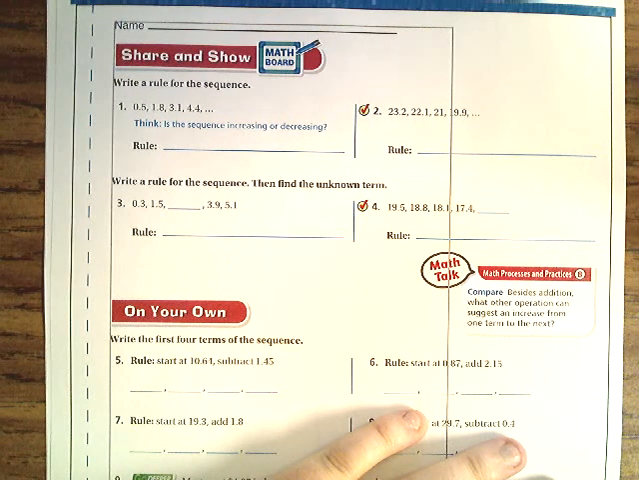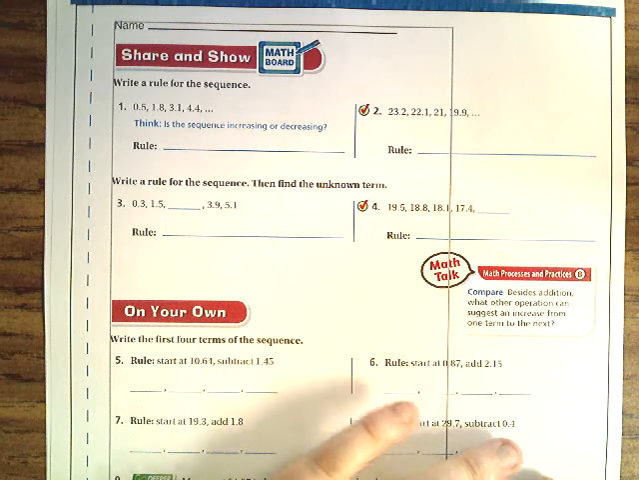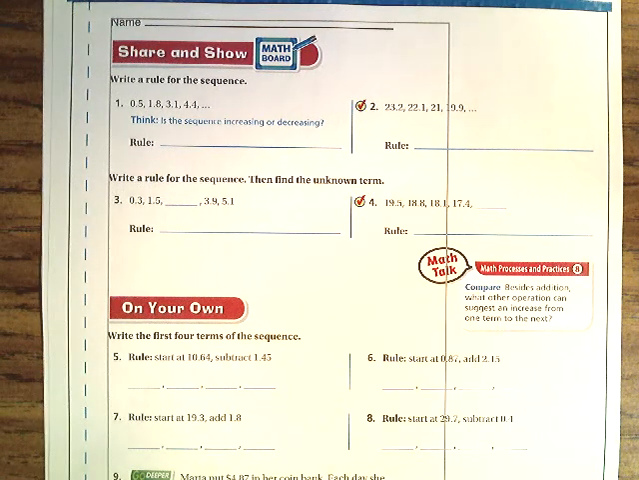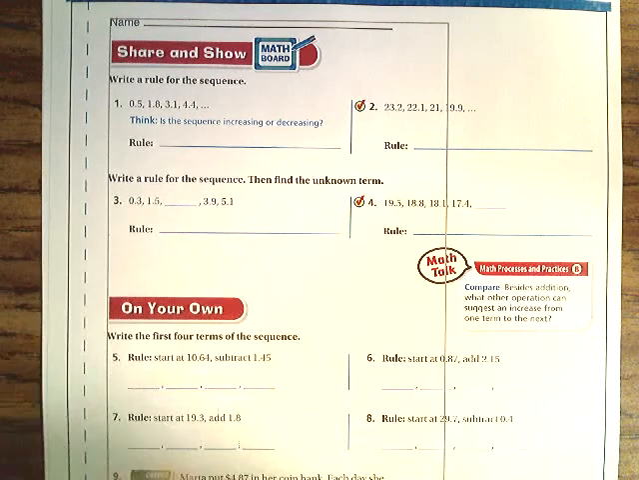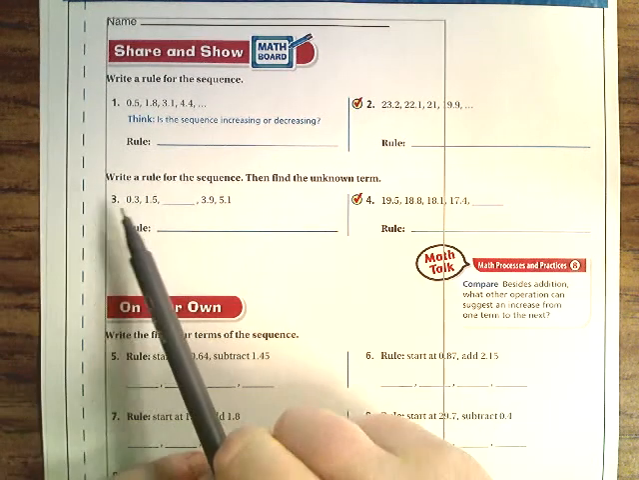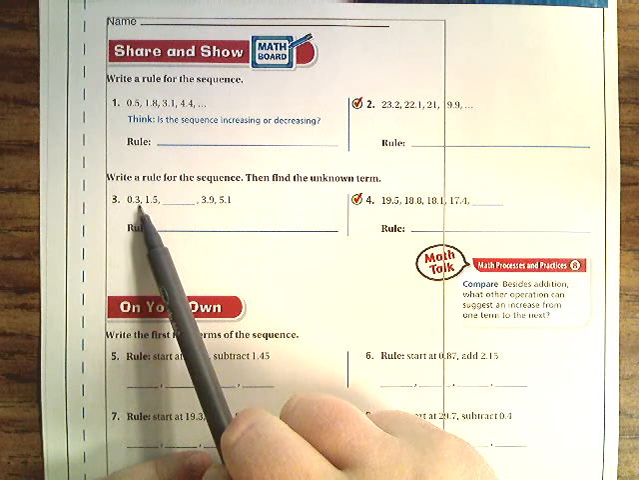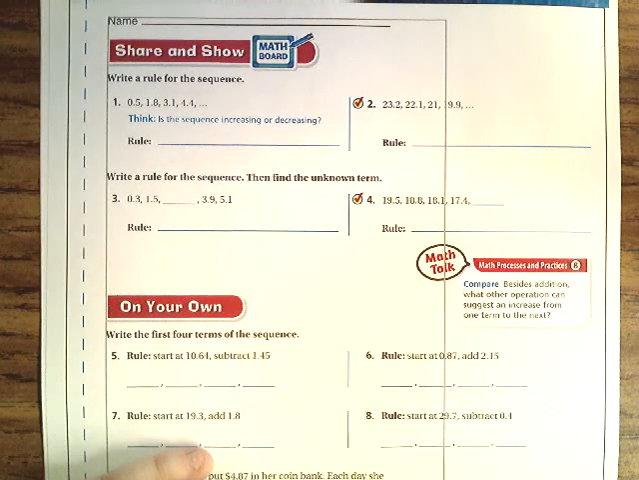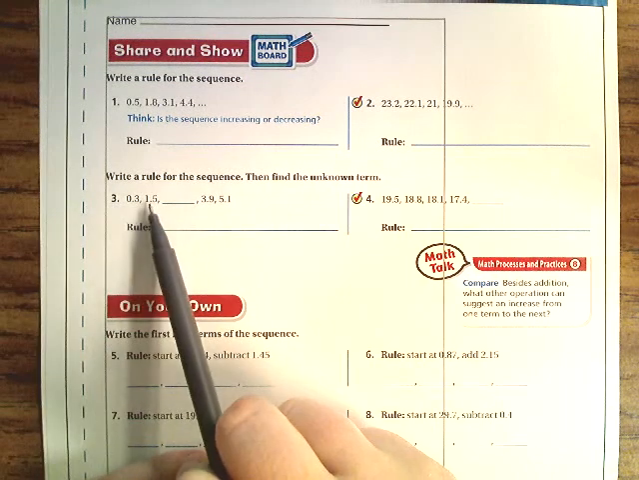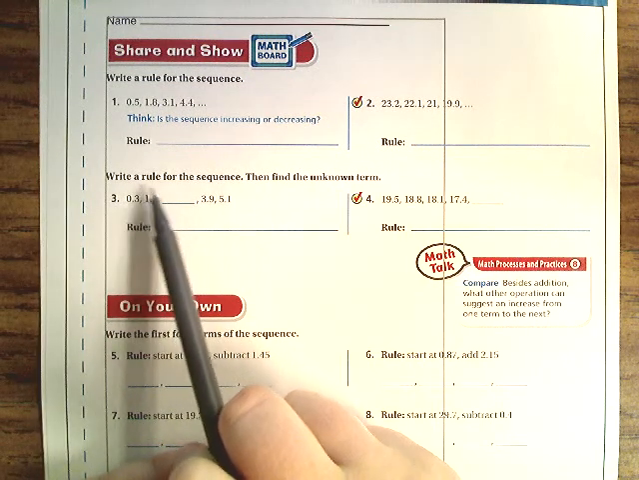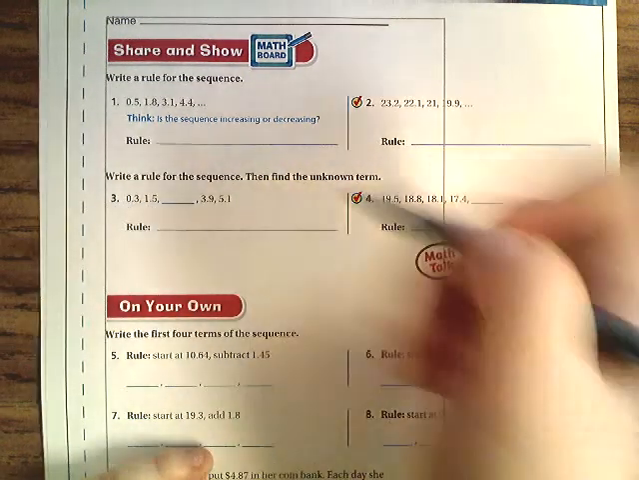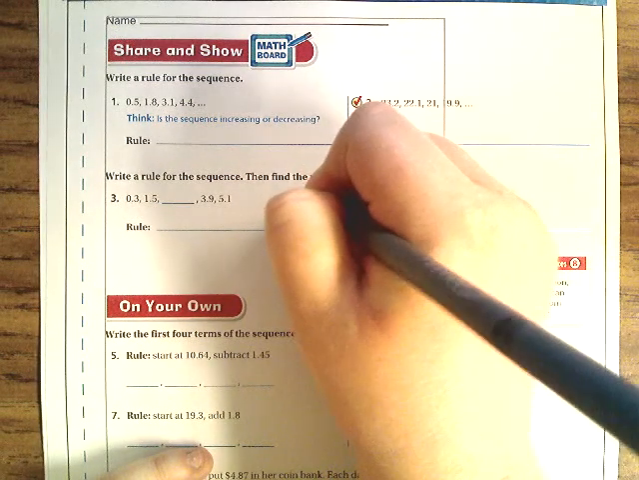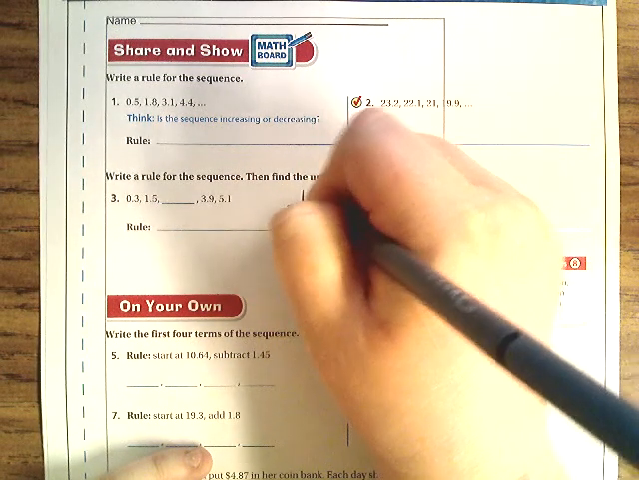Number 3 says to write a rule for the sequence. So how do we go from one number to the next? And then find the unknown term, which is this term right here where there's that blank. Okay? So let's look at it. We go from 0.3 to 1.5. Well, it's increasing. It's getting bigger, right? So we're going to take the term we know, which is 1.5, and we're going to subtract that smaller term from it. So let's take 1.5, take away 0.3.